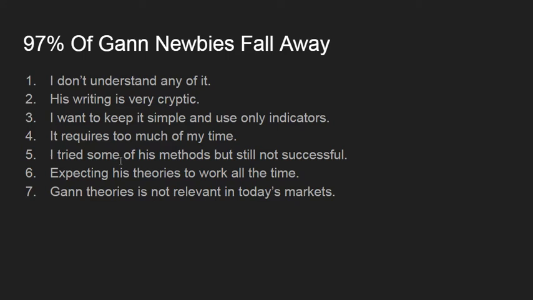Number five, I've tried some of his methods, but still not successful. They've messed around with the Square of 9. What else can I think of? Price hit the 50%, they bought, it went through it, and they're still not making money, or they give up.